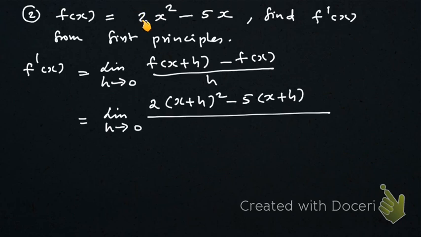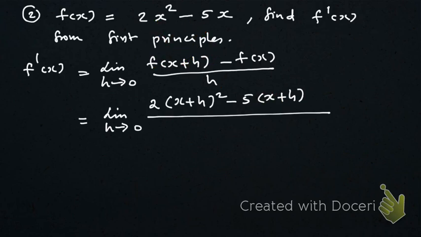What's the meaning of f of x plus h? This is my f of x. F of x plus h means into my f of x, wherever I see x, I should make it x plus h. So this is going to be 2 times x plus h the whole square minus 5 times x plus h. That's my f of x plus h.